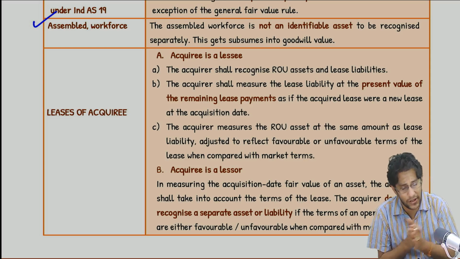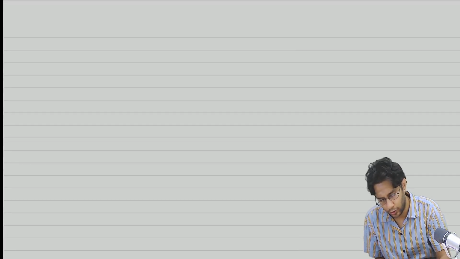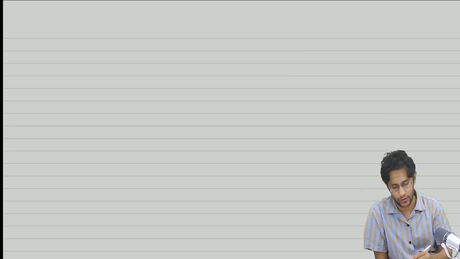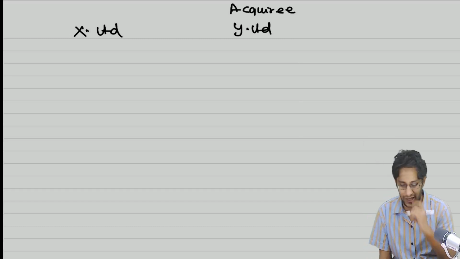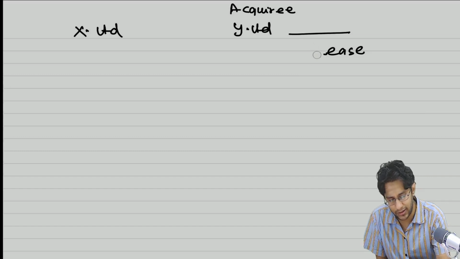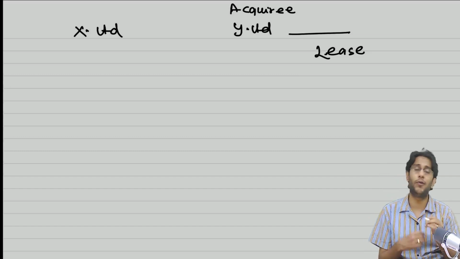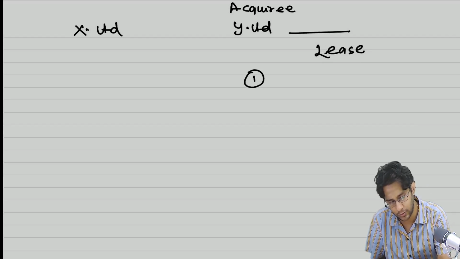So coming here, the next special case is leases of the acquiree. Very easy one. Although you do not have any direct questions or applications on this, so quickly I'll wind it up. Sir, X Limited is acquiring Y Limited. So Y Limited is the acquiree. Y Limited entered into a lease transaction with somebody. So when I say that Y Limited is entering into a lease transaction with somebody, Y Limited can be either a lessee or it can be a lessor. So case 1, let's assume that Y Limited is a lessee.